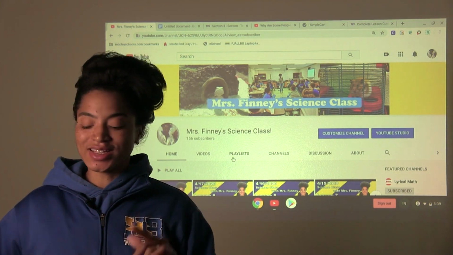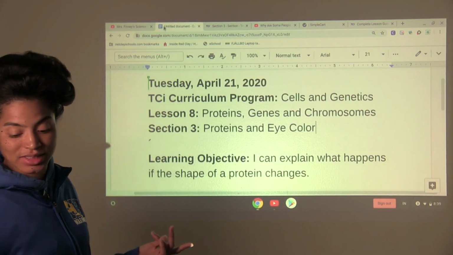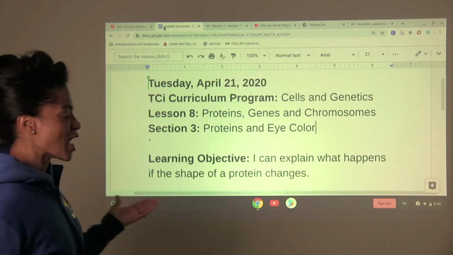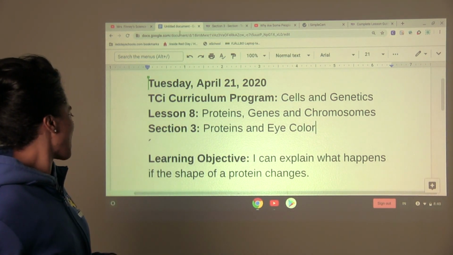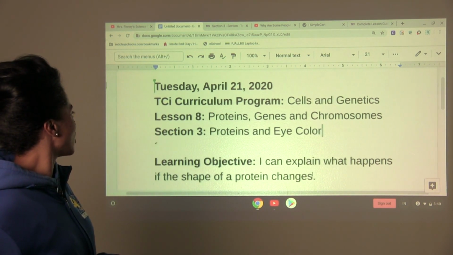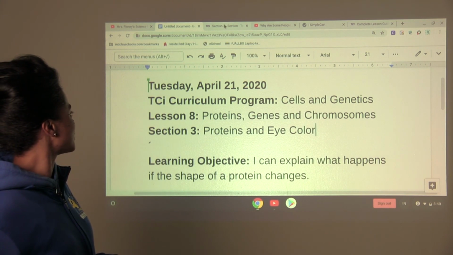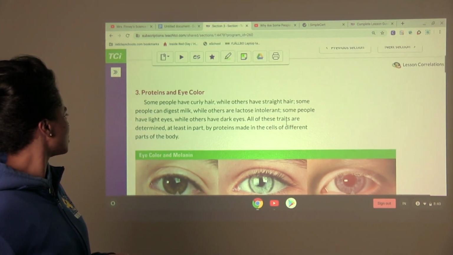Let's get started. Today we are learning section 3, proteins and eye color. Learning objective for today: I can explain what happens when the shape of a protein changes. We are going to continue that discussion to see what happens when things are just a little different.